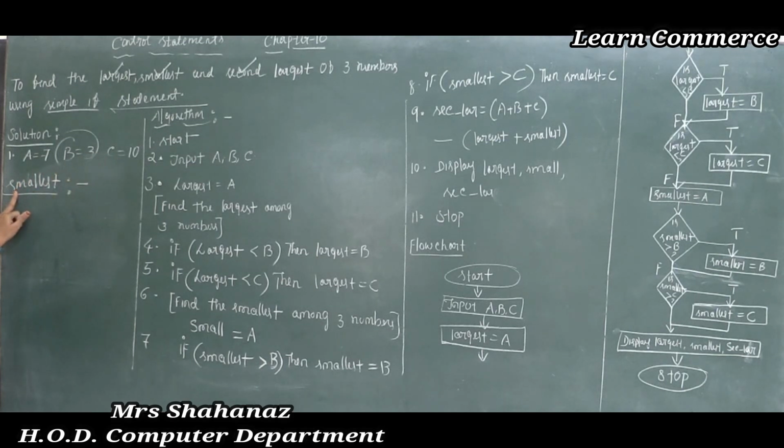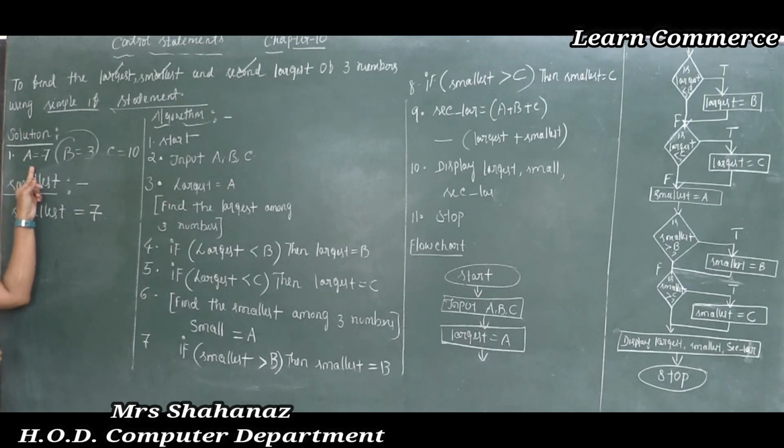Okay, now the smallest. So before going to compare, in my assumption here I am assuming that the first number is the smallest, so smallest is equal to A. So here we can say that the smallest value is equal to 7. Clear this point here?